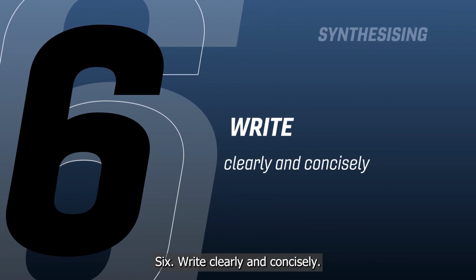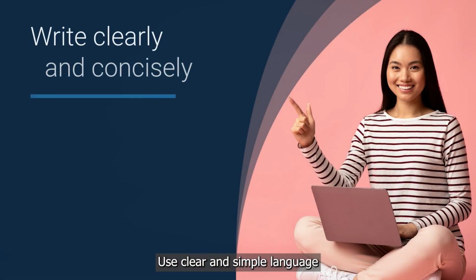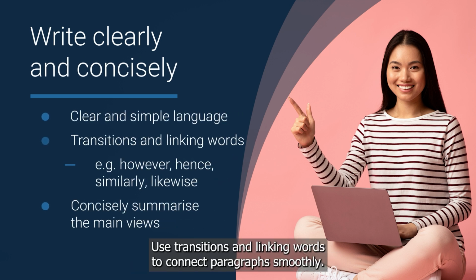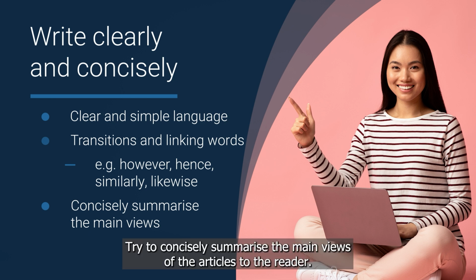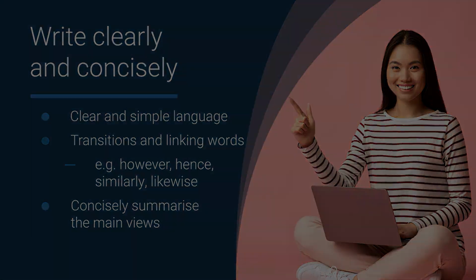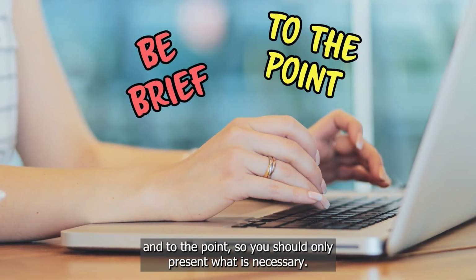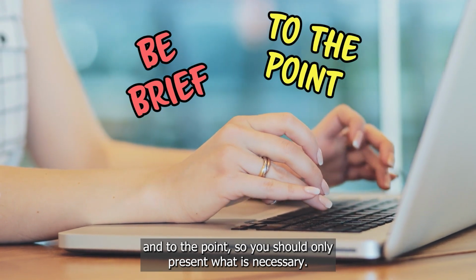6. Write clearly and concisely. Use clear and simple language to effectively communicate your ideas. Use transitions and linking words to connect paragraphs smoothly. Try to concisely summarize the main views of the articles to the reader. In academic writing, it is important to be brief and to the point, so you should only present what is necessary.